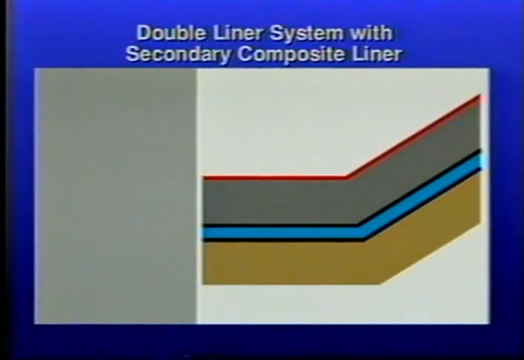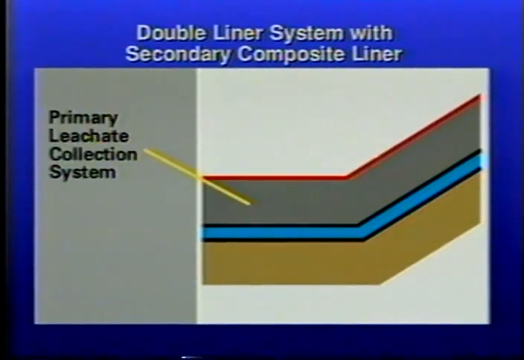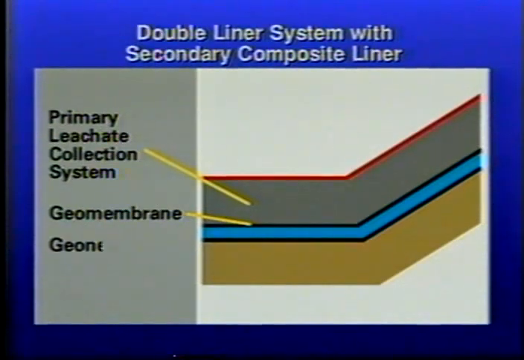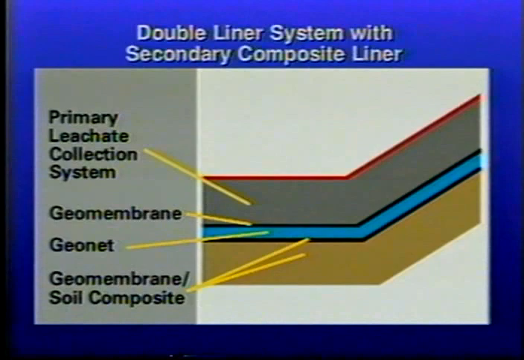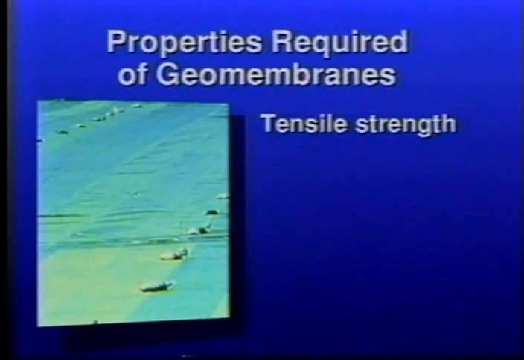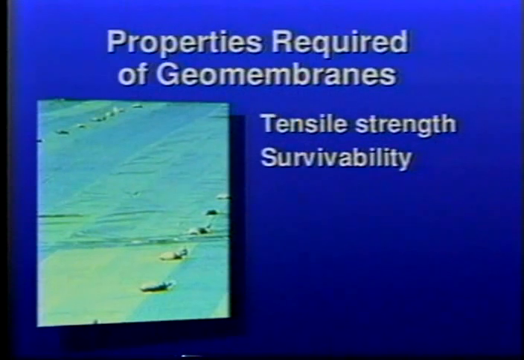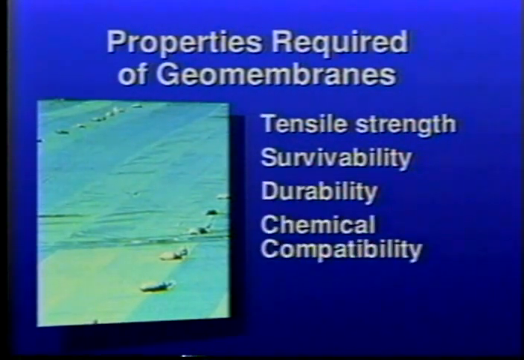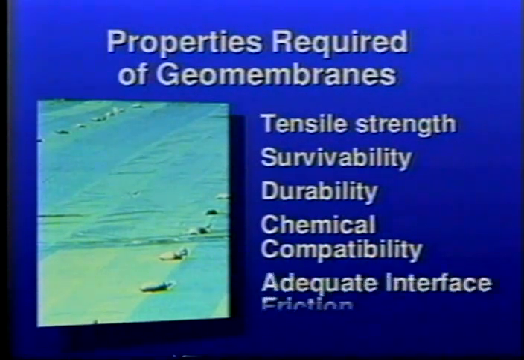This double liner system has been designed to include a primary leachate collection system, a geomembrane liner, a geonet as a leakage detection system, and a secondary composite geomembrane and soil liner. To be an effective barrier, the geomembrane must have tensile strength, survivability, and durability. It must also be chemically compatible with the leachate on site and have adequate interface friction with adjacent materials.